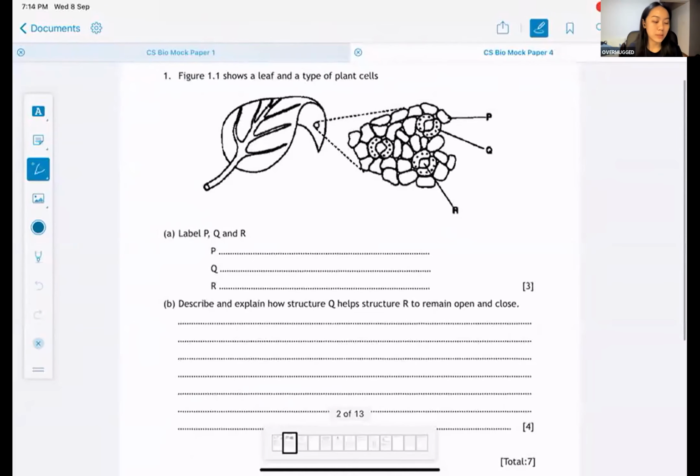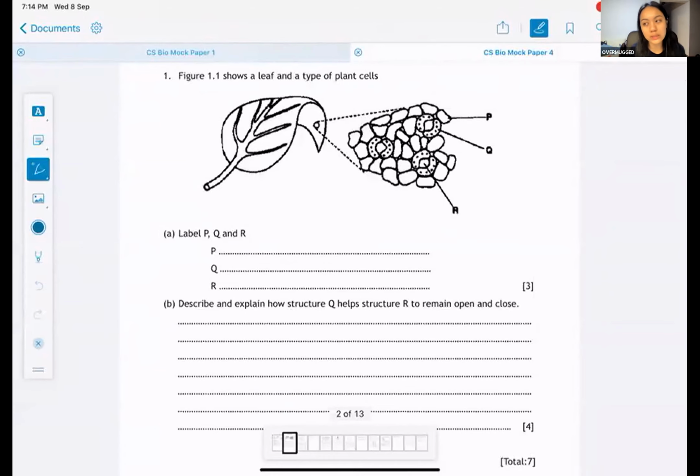it starts with some labeling, which shouldn't be too big an issue. Should be able to identify this bean shaped thing are the guard cells, and then so Q is guard cell, P is what is beside the guard cells, which will be the epidermal cell, or you could say the lower epidermal cell. So what I want to highlight here is R.